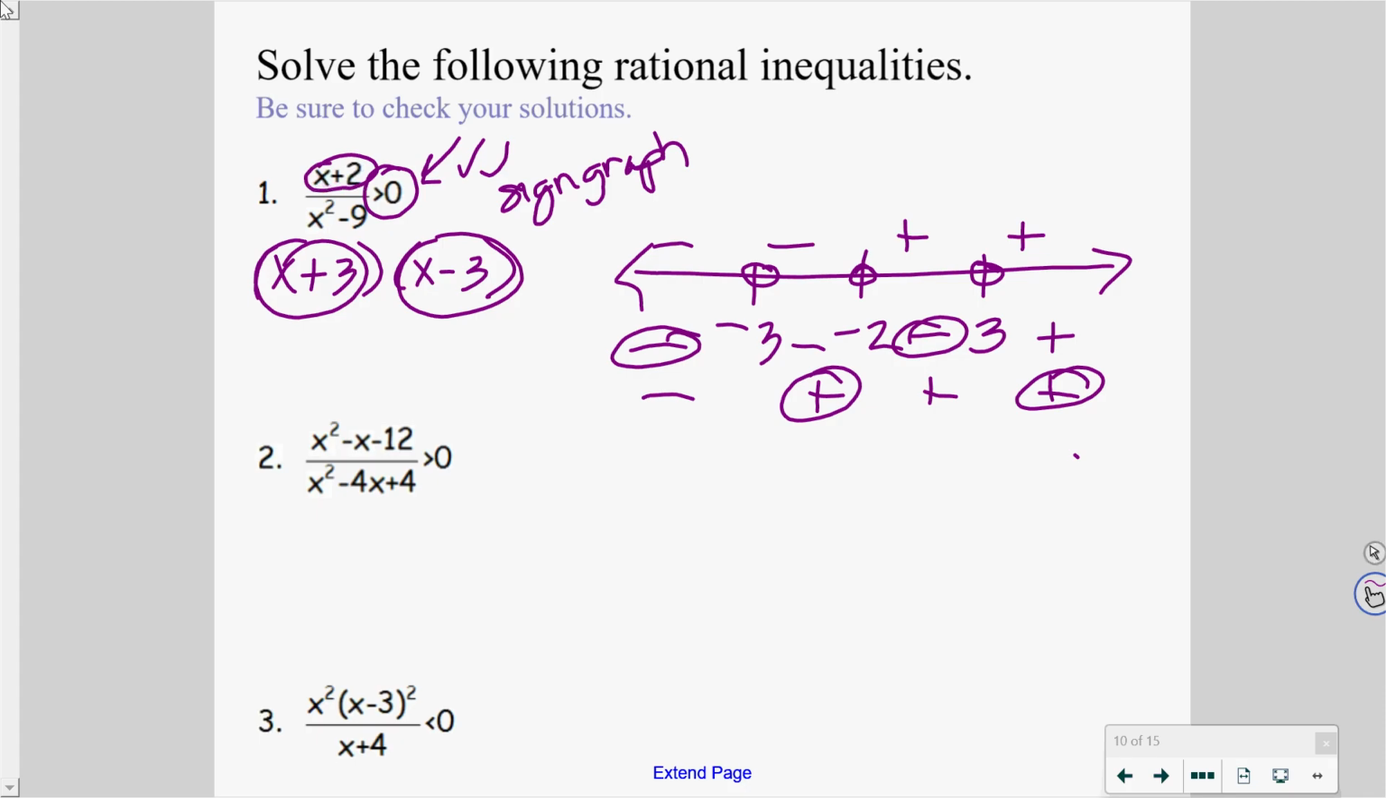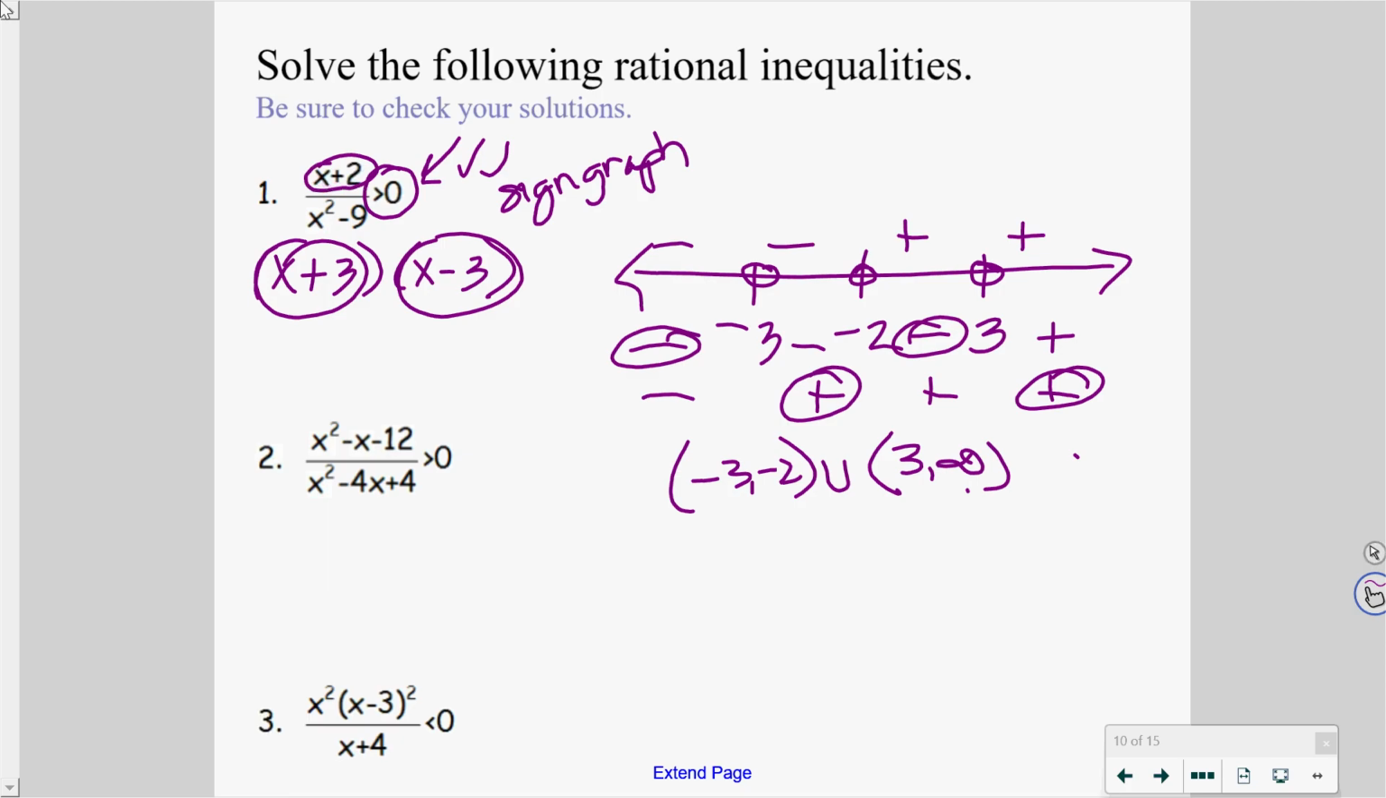So write your answer for greater than 0. Make sure you're doing brackets or parentheses. Caitlin, what do you think? Negative 3 to negative 2 and 3 to infinity. Good. Okay. So nothing weird is going on there.